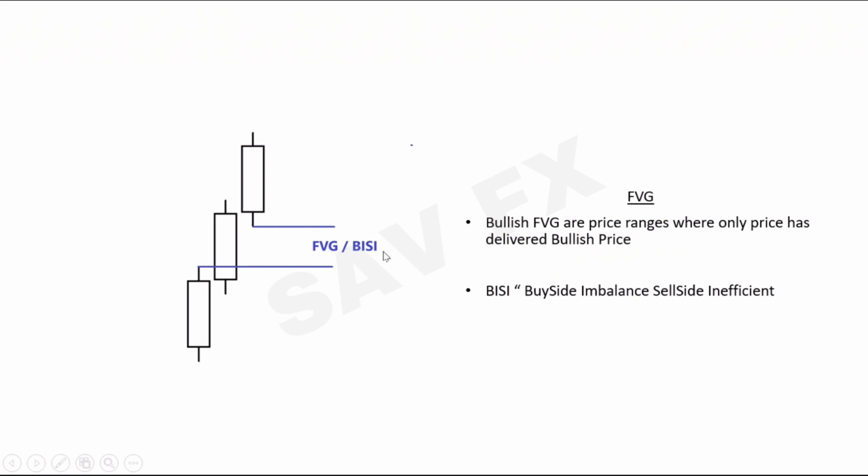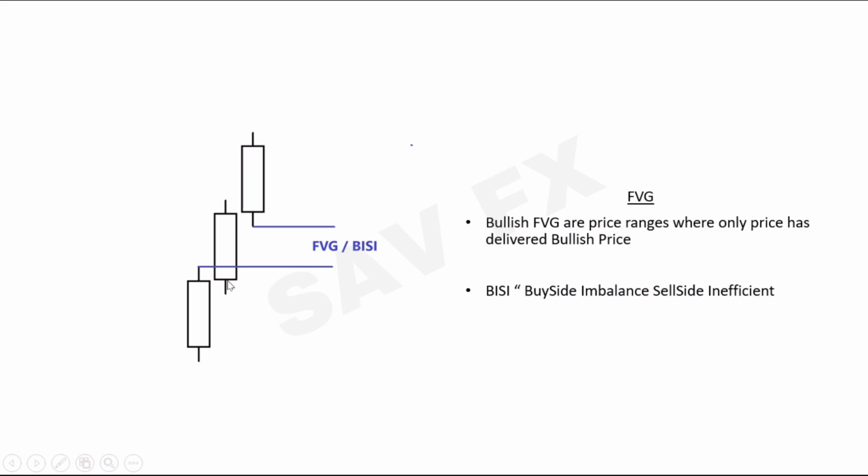In other words, it's a BISI, standing for buy side imbalance, sell side inefficiency. What does that mean? Price only delivered in one direction, bullish price, right? Therefore, it is sell side inefficient, right? Perfect. So a bullish fair value gap is a price range where price only delivered bullish price. It leaves a gap like this, an inefficiency.